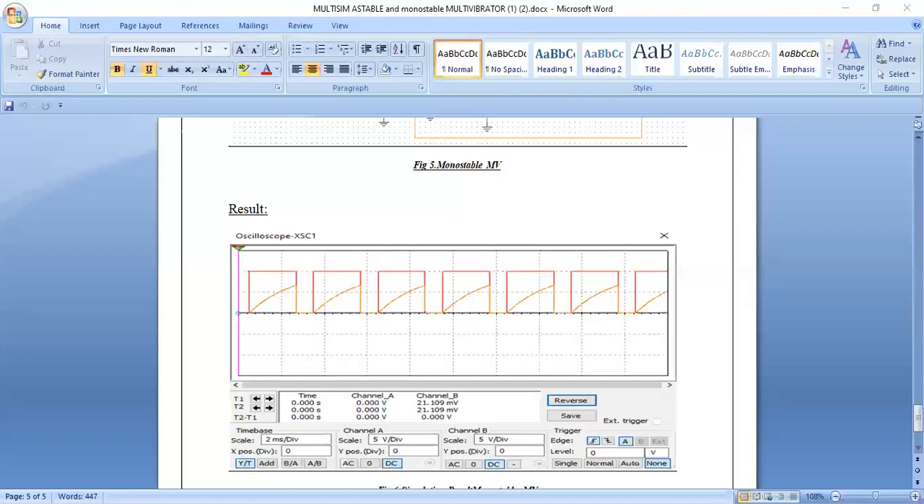So look at these waveforms. Now I change the scale to 2 milliseconds. I'm checking out the output. These are the expected waveforms in the case of a monostable, a single stable state.